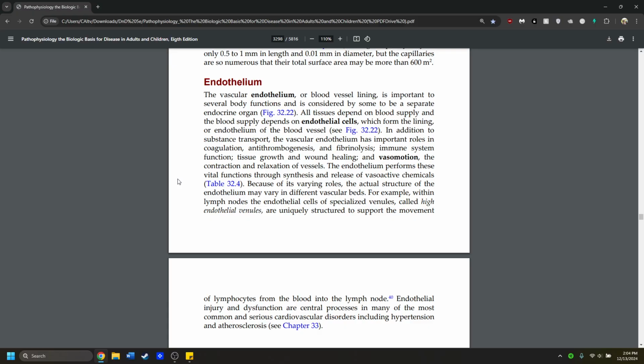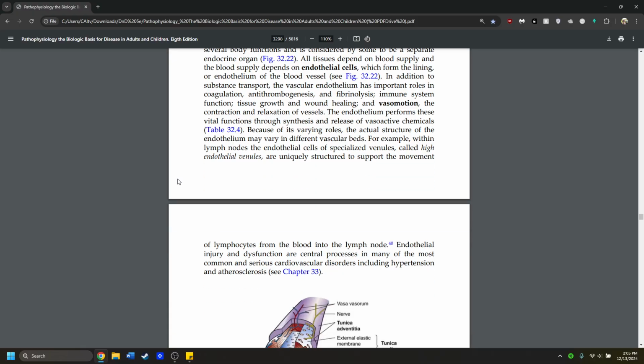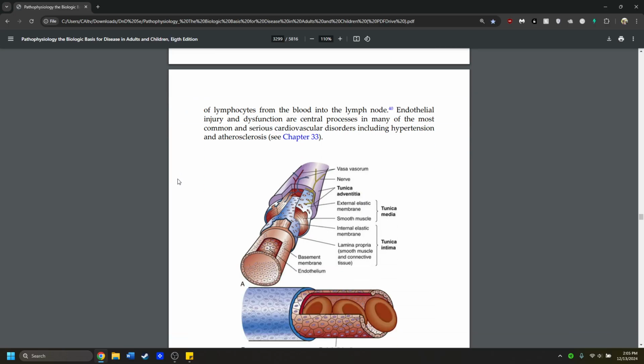Because of its varying role, the actual structure of the endothelium may vary in different vascular beds. For example, within the lymph nodes, the endothelial cells of specialized venules, called high endothelial venules, are uniquely structured to support the movement of lymphocytes from the blood into the lymph node. Endothelial injury and dysfunction are central processes in many of the most common and serious cardiovascular disorders, including hypertension and atherosclerosis.